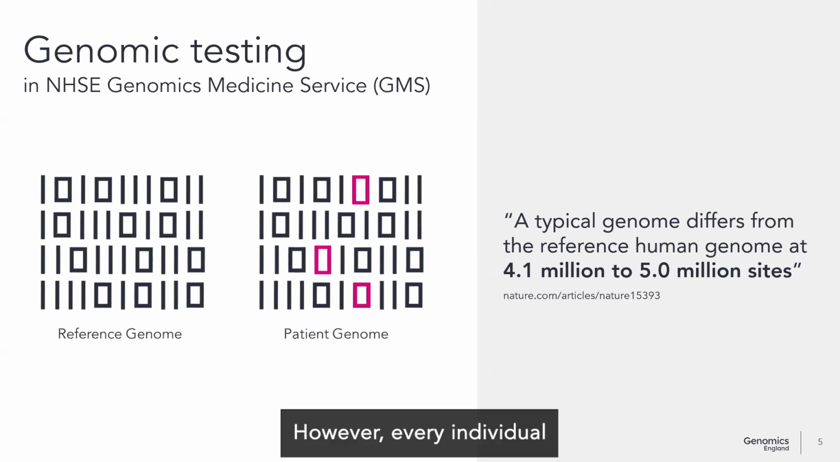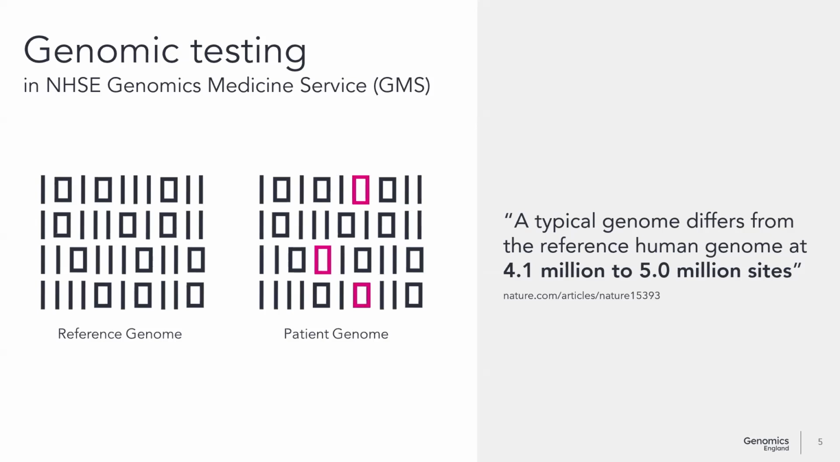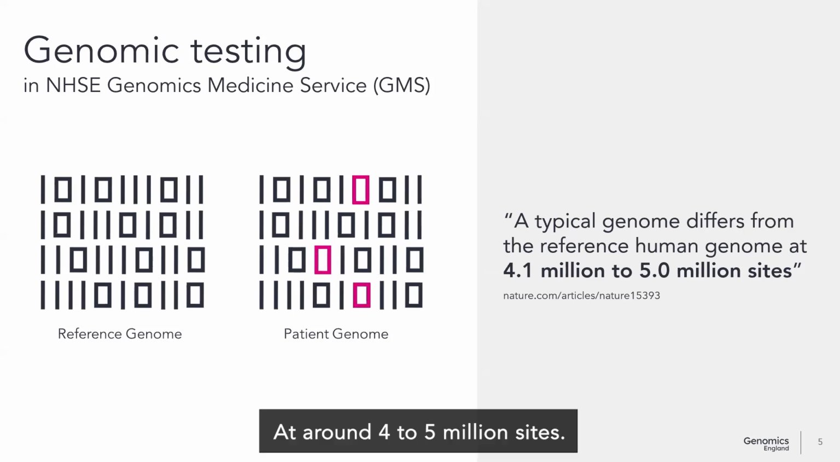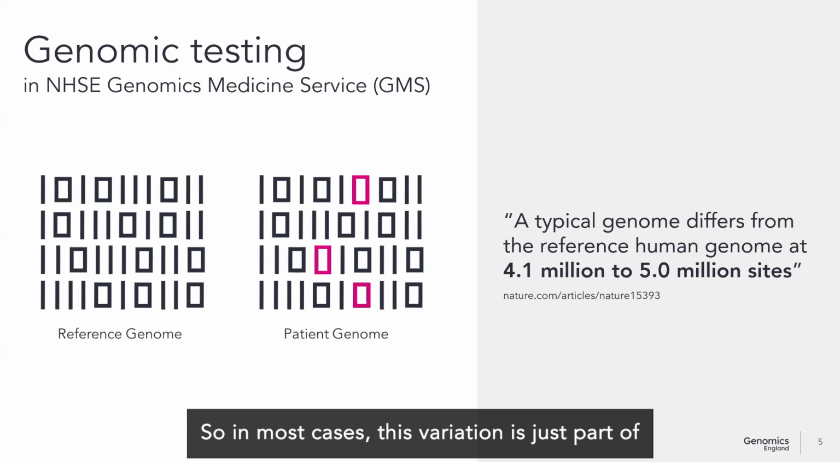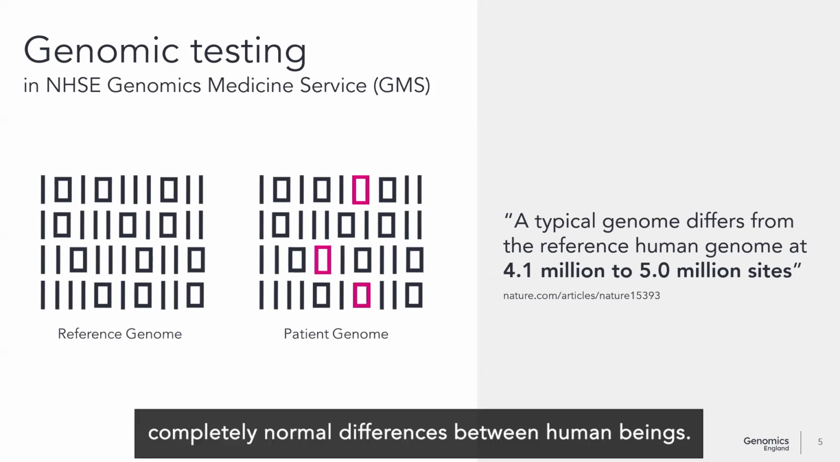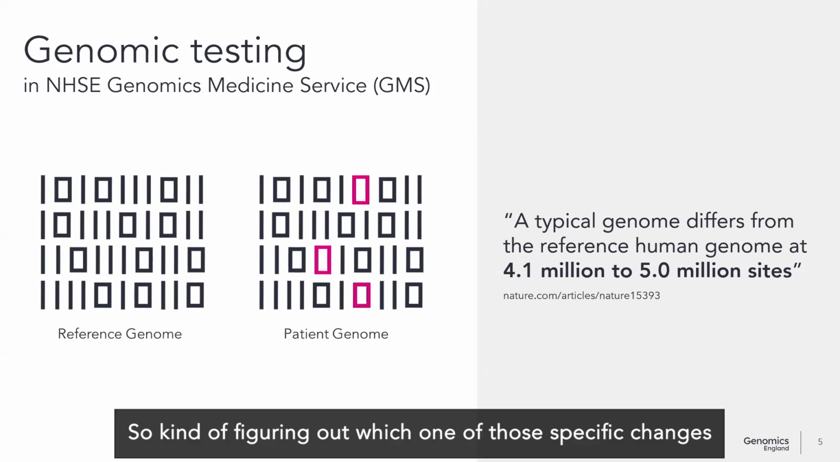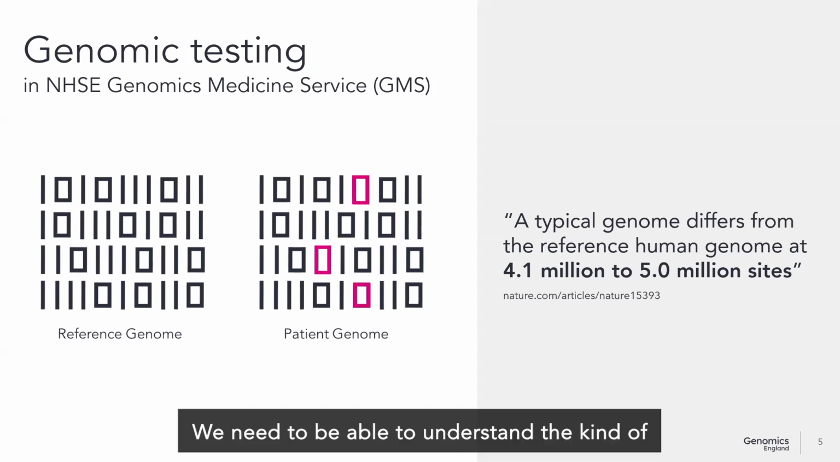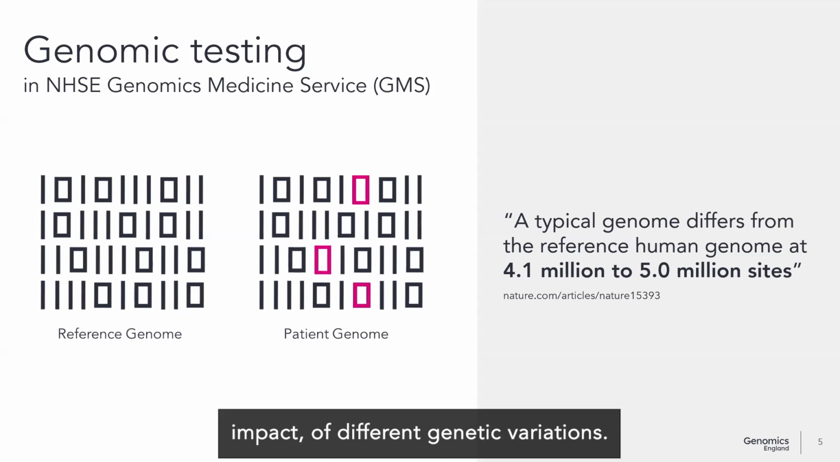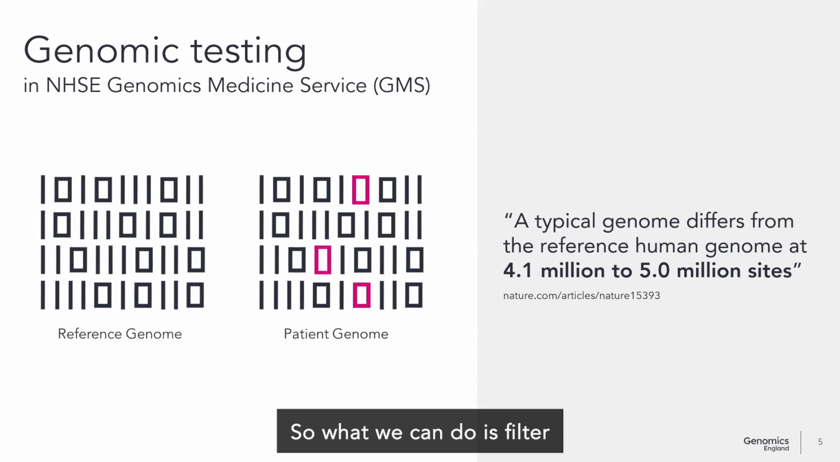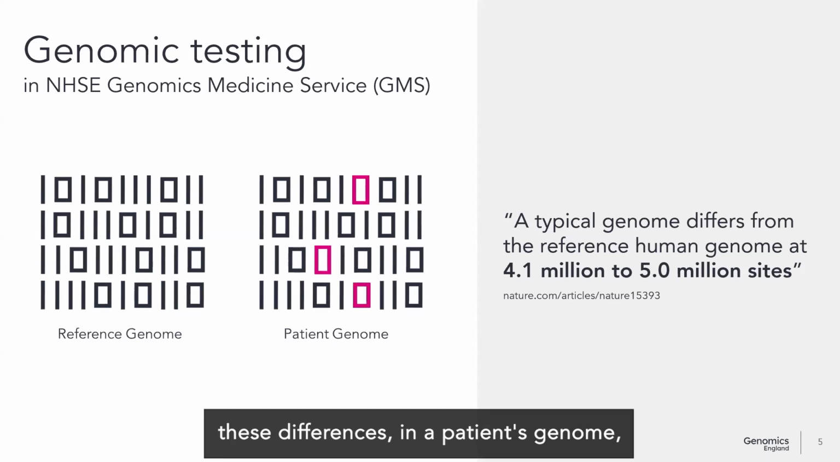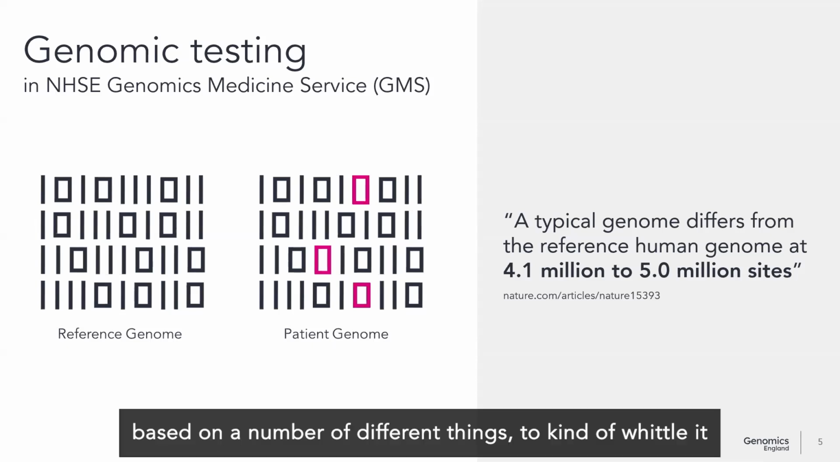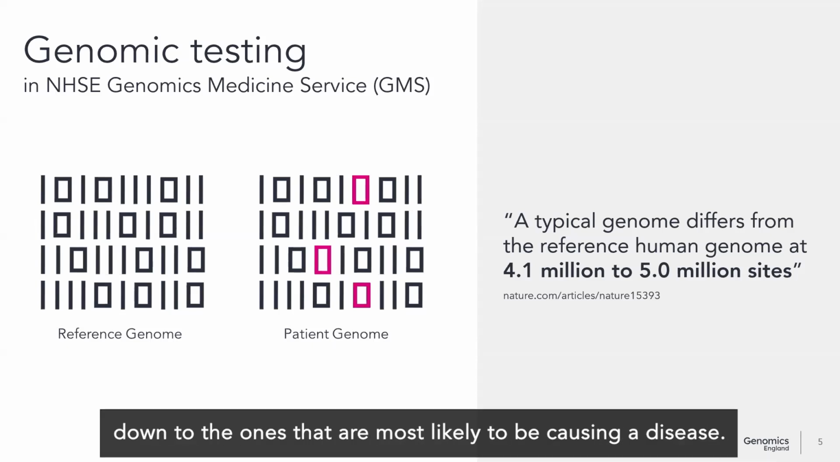However, every individual carries differences compared to this reference genome at around 4 to 5 million sites. So in most cases, this variation is just part of completely normal differences between human beings. So to figure out which one of those specific changes relates to a rare disorder, we need to be able to understand the impact of different genetic variations. What we can do is filter these differences in a patient's genome based on a number of different things to whittle it down to the ones that are most likely to be causing a disease.